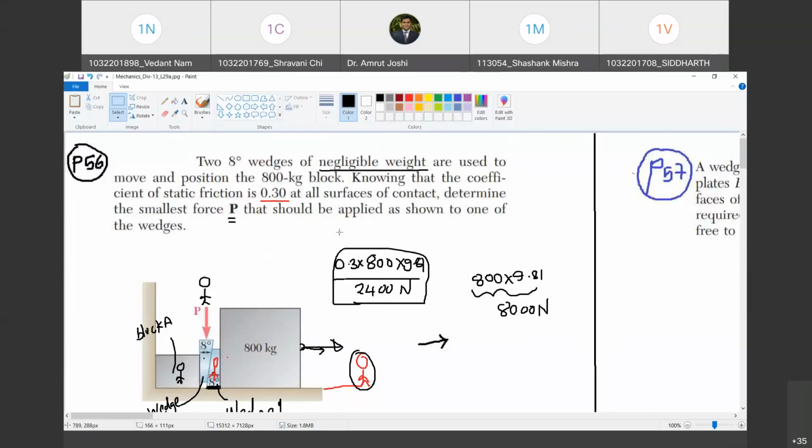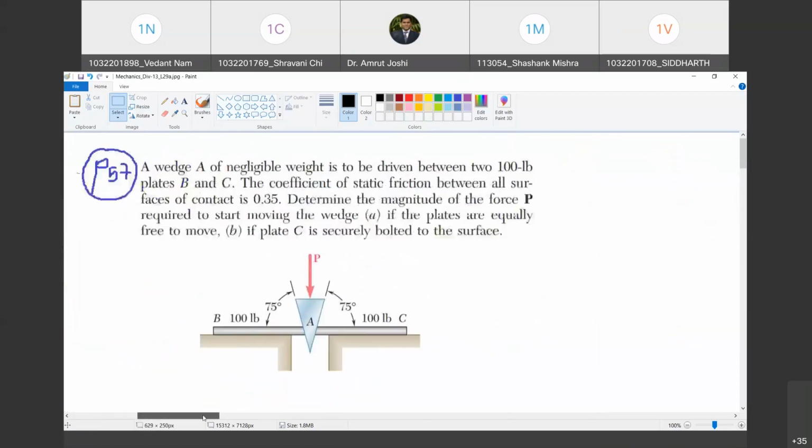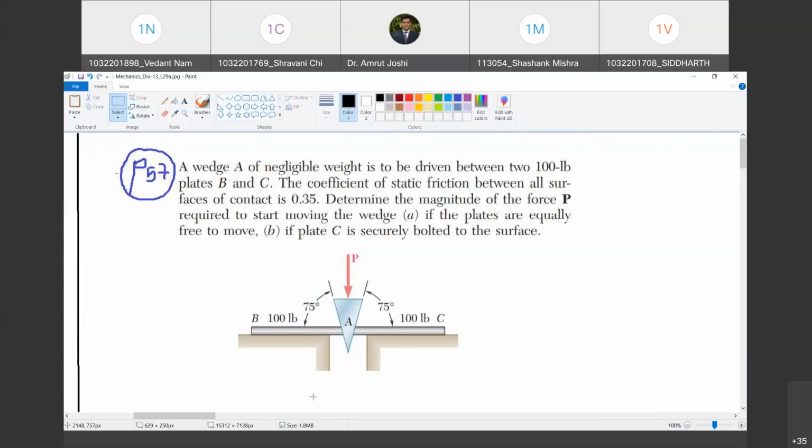Okay, so if I have made my point, let us now go to the next problem and solve it. Can you read the problem statement for me? Yes, sir. A wedge A of negligible weight is to be driven between two 100 pound plates B and C. The coefficient of static friction between the surfaces of contact is 0.35. Determine the magnitude of force P required to start moving the wedge. A. If plates are equally free to move. B. If plate C is securely bolted to the surface.